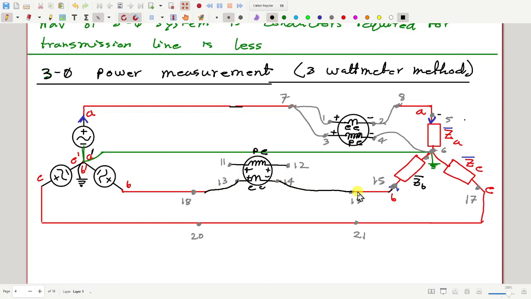Now, the wattmeter is measuring the current, how to get the voltage? Sir, 12 we can connect to 6, minus side to the minus side, and 11 I can either connect to 18 or 15, same, so I can connect it here.